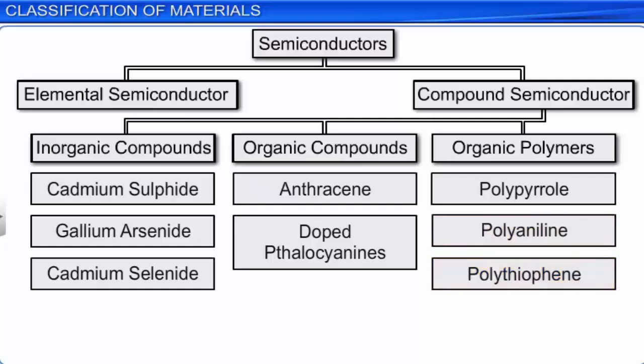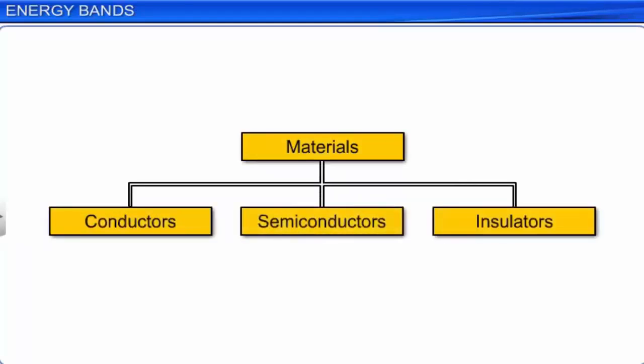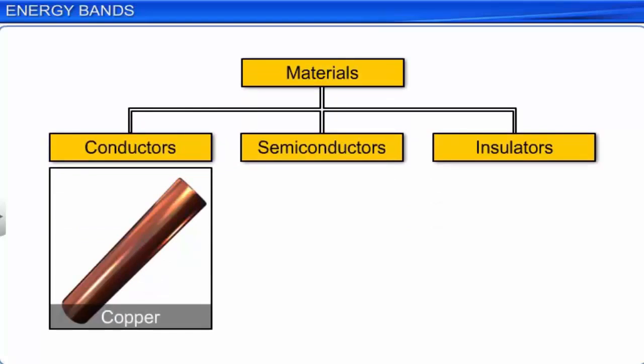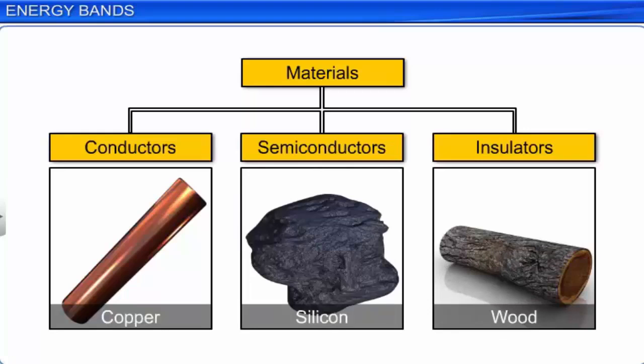You have learned that materials are classified as conductors, semiconductors, and insulators based on their electrical conductivity, which in turn depends on their atomic structure. For example, copper is a conductor, silicon is a semiconductor, and wood is an insulator.